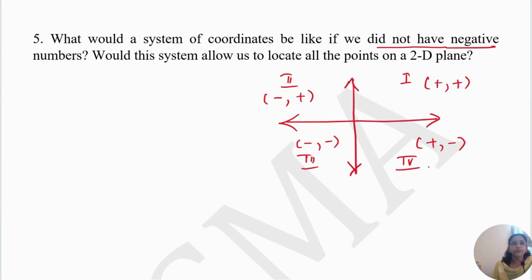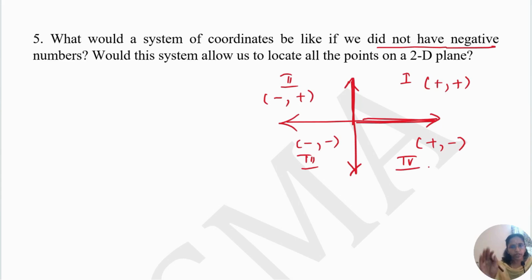What is our question? Suppose we did not have negative data. Then we have only positive data, isn't it? So on the x-axis, we could mark only to the right of the origin. Only this portion we can mark. And above the x-axis, we can mark only this portion, that is, in the first quadrant only.